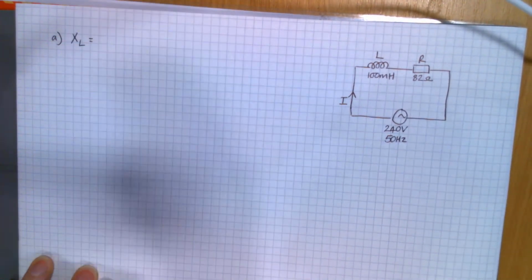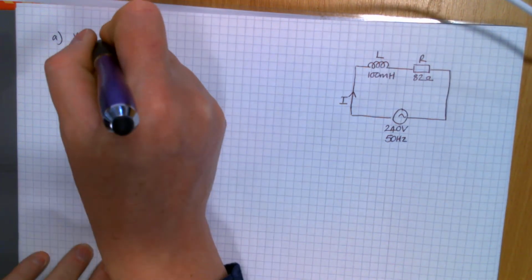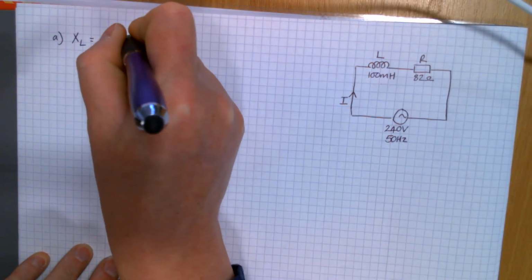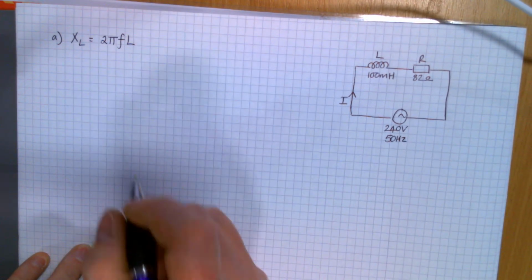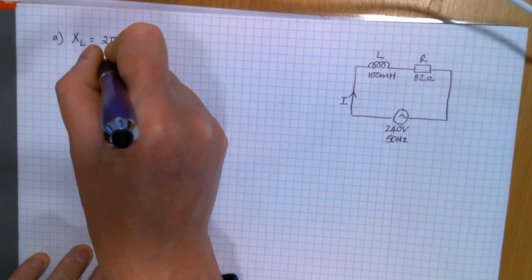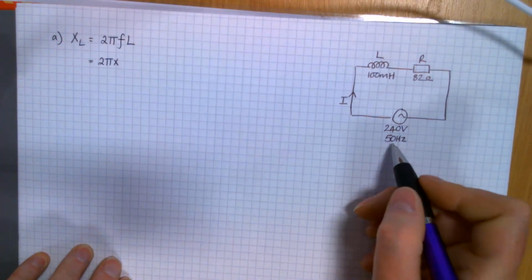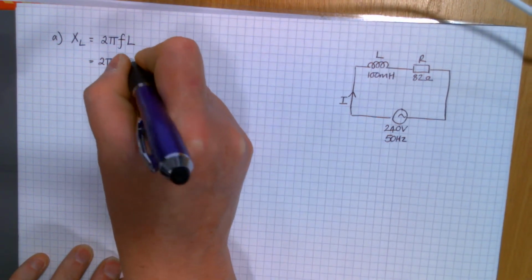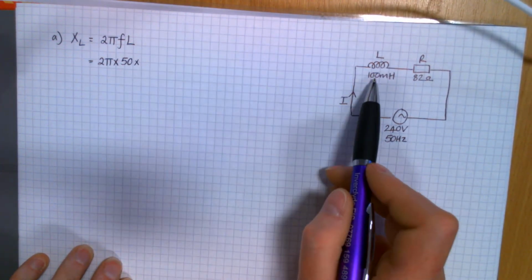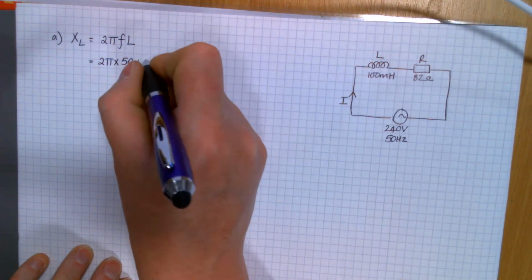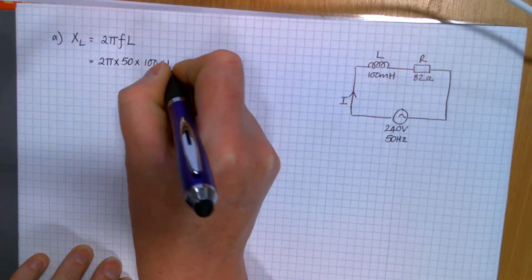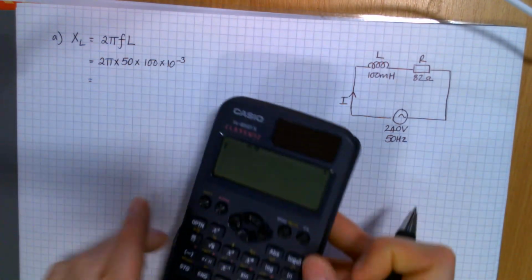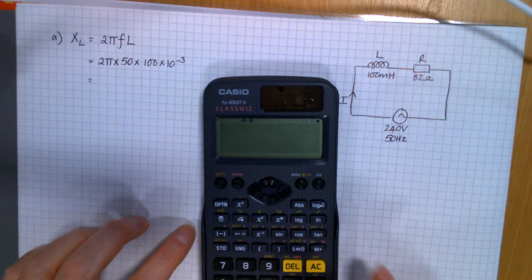To find that out, the formula uses XL. So XL, for inductive reactance, equals 2 times pi times F times L. 2 and pi are just numbers. F is the frequency of the supply, so that's that 50 hertz there. And L is the value of that inductance in henries. So 100 milli is 100 times 10 to the minus 3.